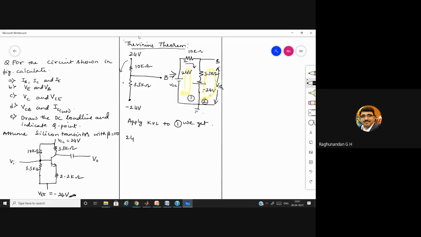Okay. Now 24 minus I into 10 kilo ohm minus, what will you be getting here? 3.3 into I1 minus the second loop current. We don't know even the second loop current, right? So the second loop current will be zero.